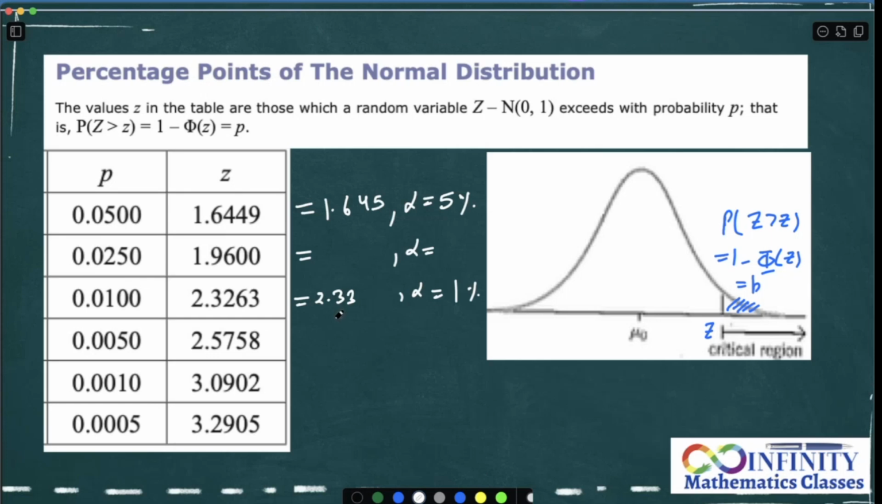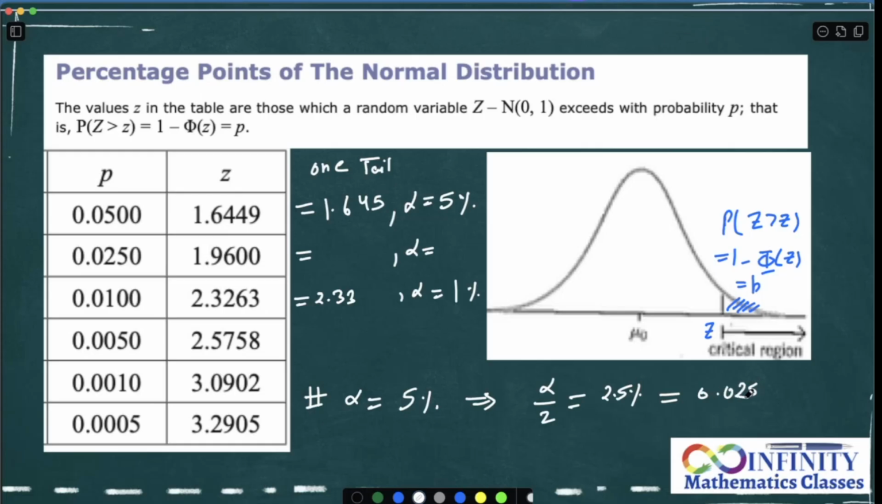Are you getting the point? And these values are for one tail. For two tail, suppose alpha is 5%; these values are given to you for one tail, so in the two-tail situation you halve it. You talk about alpha by 2. Alpha by 2 is going to be 2.5%, and 2.5% is 0.025.